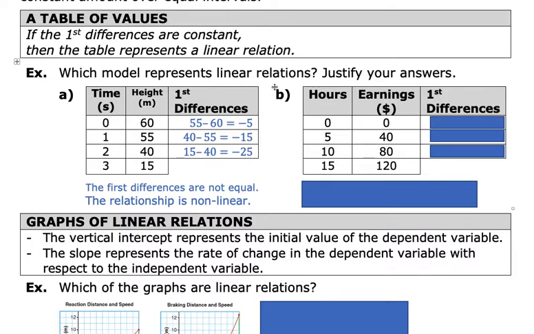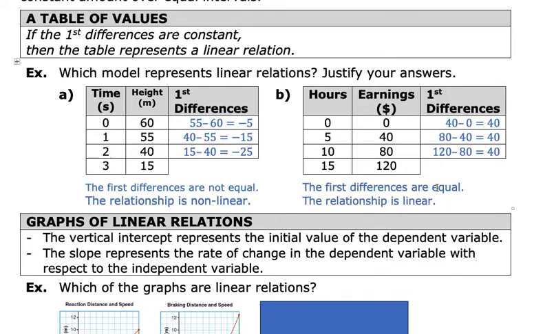Next, B. So we're comparing hours and earnings. We see that our hours are at equal intervals spaced by 5 units, and for our earnings we'll compare our first differences. 40 minus 0 is 40, 80 minus 40 is also 40, and 120 minus 80 is also 40. So, if we know that our first differences are all equal, we can say that this is a linear relationship.